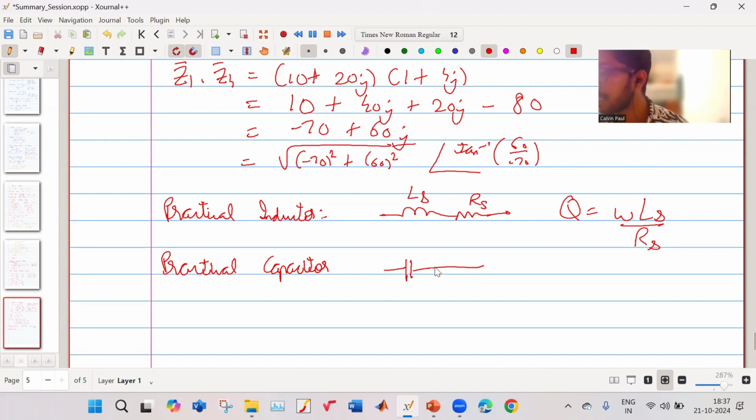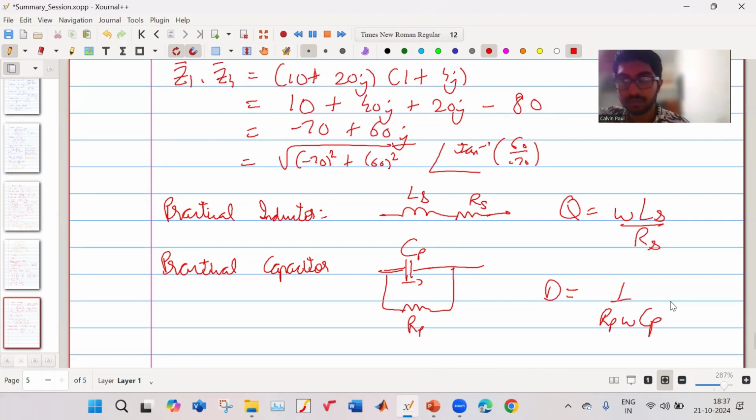There's a capacitor C in which the current which flows is just displacement current, if you guys know, because you are studying this. Then we will connect a parallel resistance also, because there will be some leakage current. So your dissipation factor, or badness factor, is given by the formula 1 upon Rp omega Cp.